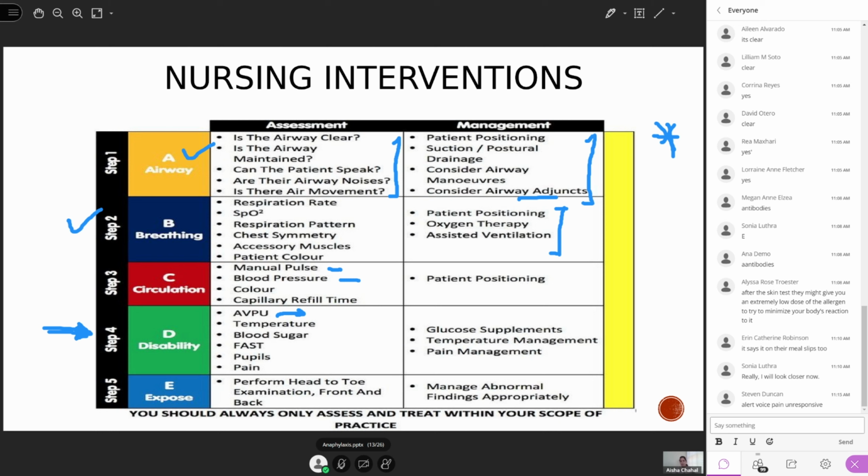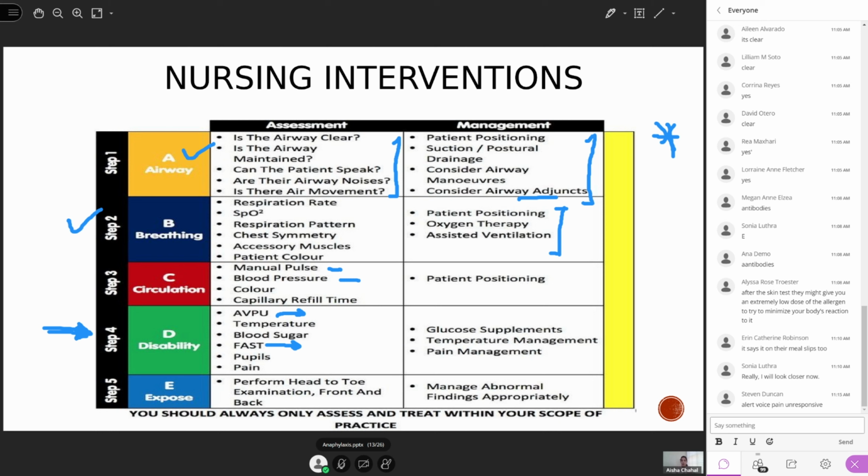Then you check temperature, blood sugar, FAST. FAST is really for stroke. But it falls under disability. In anaphylaxis, we won't do it, but it's specifically for stroke. In anaphylaxis, we will check their alertness, temperature, blood sugar, pupils, and pain, okay?